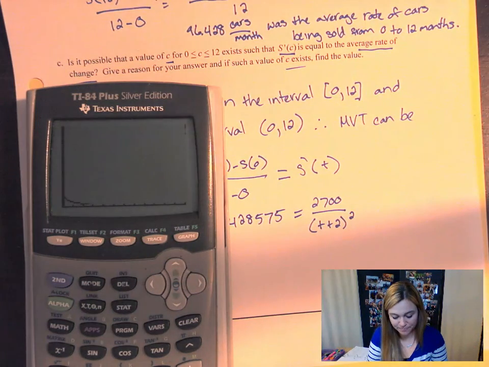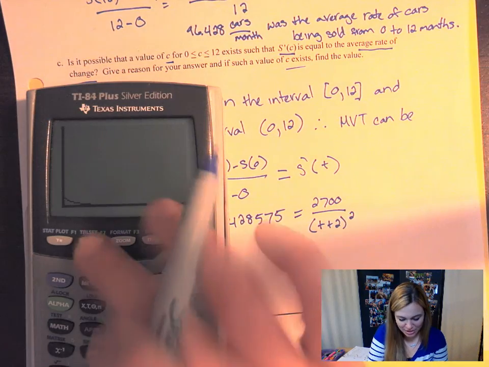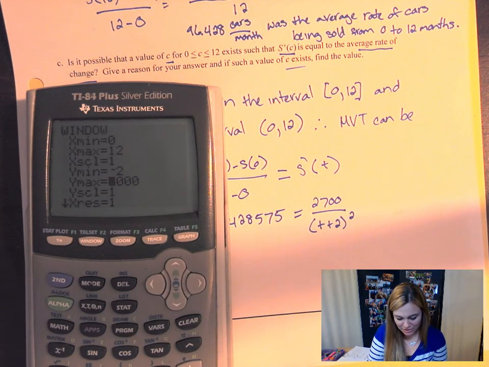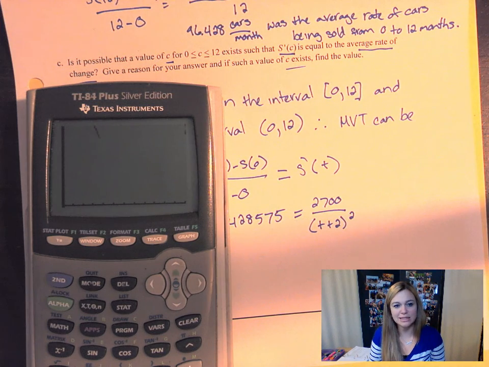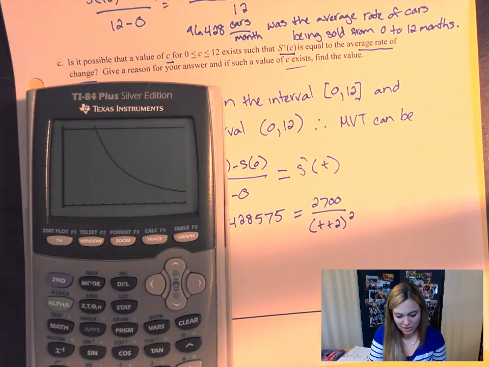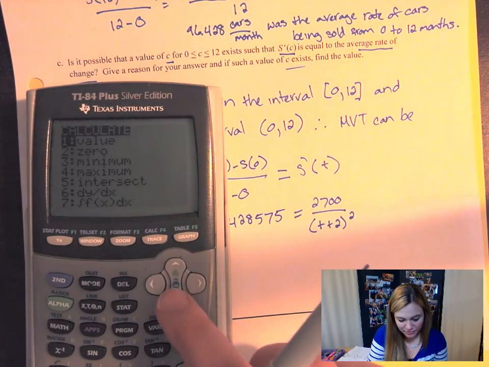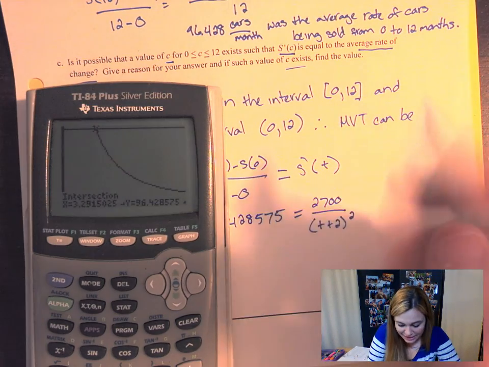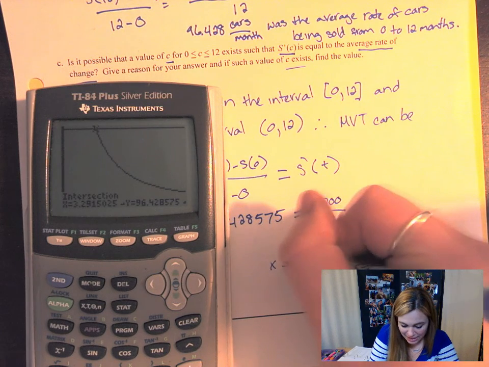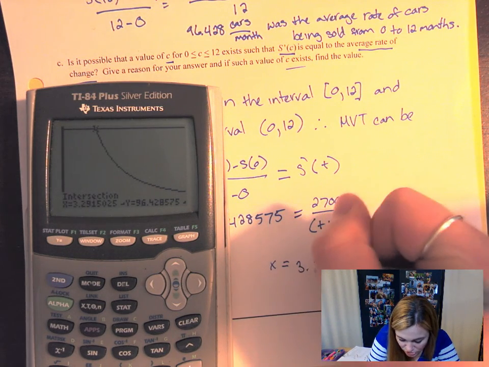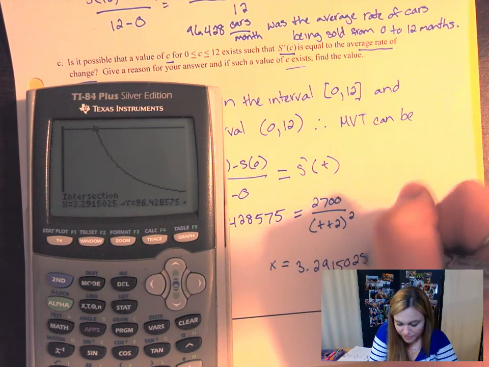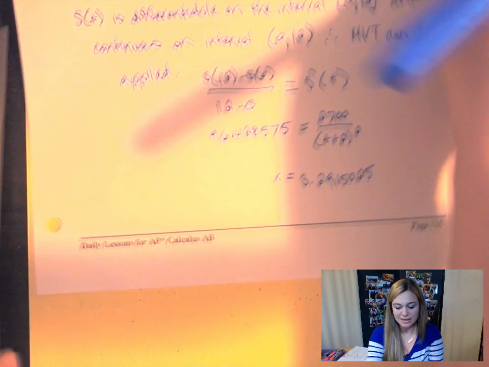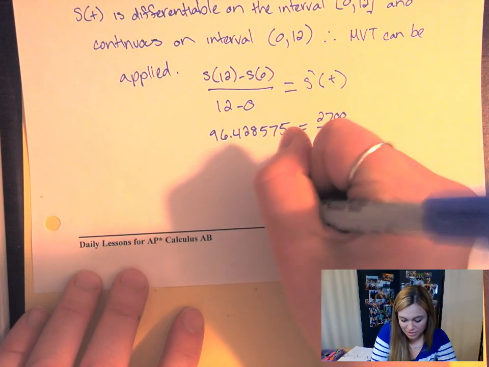So when I graph it, it's even a little bit hard to see because my graph's so big. So you know what? I'm going to change my window, and in my y max, why don't I just go up to 100 now? Because I know the highest value that I need to see is 96. Now I can do second, calculate, intersect, enter, enter, enter. And I can see that this intersection is at x equals 3.2915025. And I want to check, is that within 0 to 12? Yes.